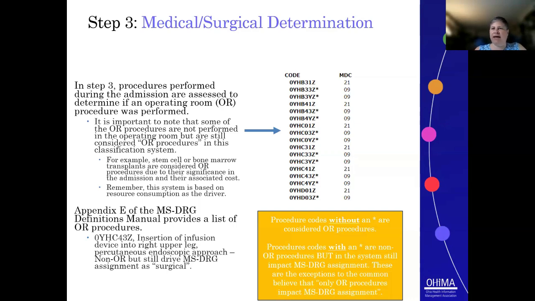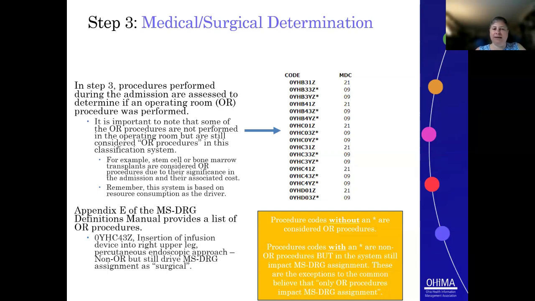So a really good example of that is a stem cell or bone marrow transplants. They're considered OR procedures due to their significance in the admission and their associated costs. So a bone marrow transplant, a stem cell transplant is an infusion. It's done in an infusion room. It's not done in the OR, but the cost associated with that is really expensive. So again, this system is based on resource consumption as the driver. So we have some of these procedures included in the surgical branch of this classification system.